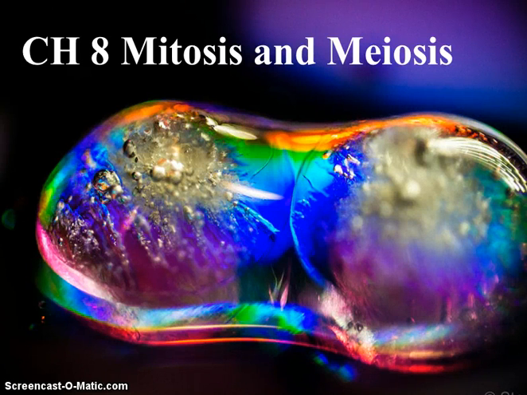Here we are at Chapter 8, Bio 112 with Ms. Hook. This chapter we're going to look at mitosis and meiosis, the different ways cells can divide and send their DNA on.